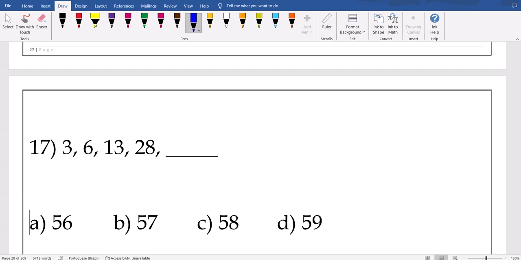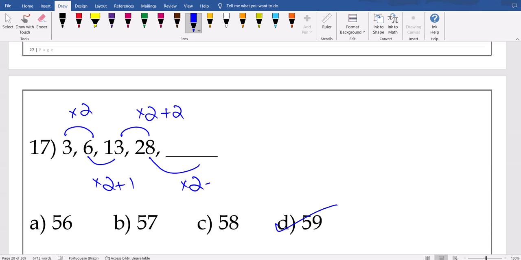So the answer is 59. This is multiply by 2 plus 1. This is multiply by 2 plus 2. Next should be multiply by 2, 56 plus 3. You'll get 59. Multiplied by 2 plus 1, plus 2, plus 3. Likewise, 59 is the correct answer.